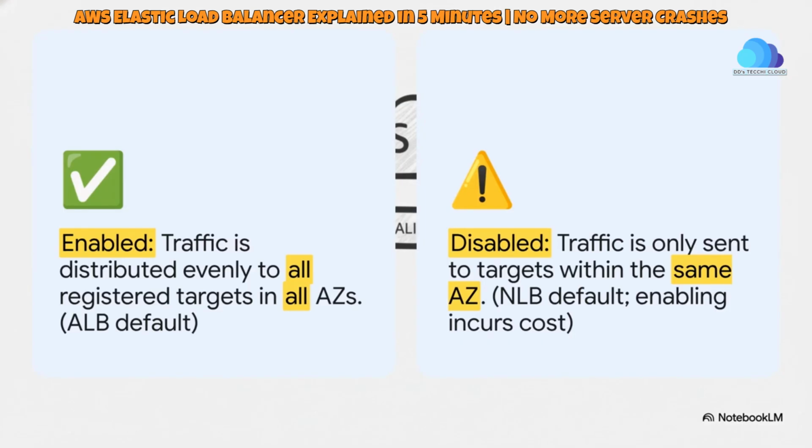Now, let's talk about cross-zone load balancing. When it's enabled, traffic gets distributed evenly to all your registered servers, no matter which AZ they're in. If it's disabled, traffic only goes to servers within the same AZ as the load balancer node that received the request. Now, for application load balancers, this is on by default, which is great. For network load balancers, though, it's disabled by default, and if you turn it on, just be aware it does incur some charges for that inter-AZ data transfer.